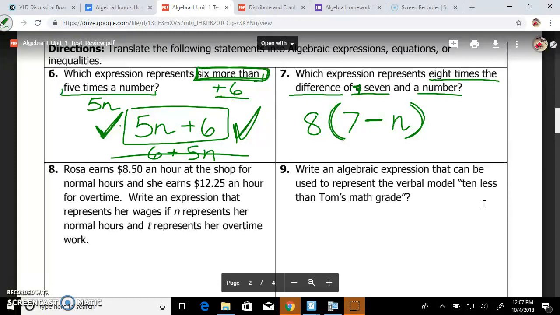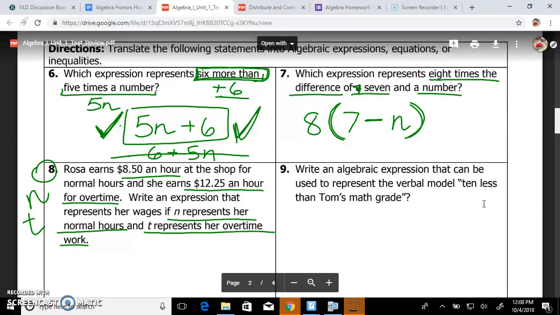Now getting on to number 8. So this is a more practical problem, but we're still going to apply the same thing that we're thinking about. Rosa earns $8.50 an hour at the shop for her normal hours, and she earns $12.25 an hour for overtime. Write an expression that represents her wages if N represents her normal hours and T represents her overtime work. So we're looking at N for normal hours and T for overtime work.